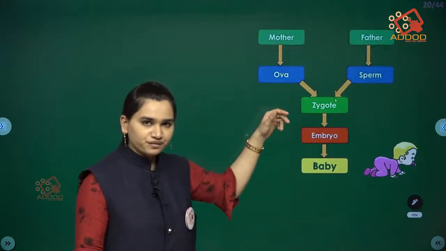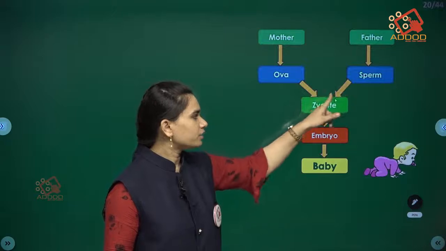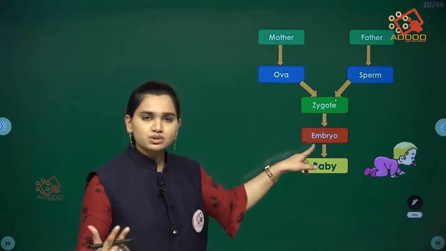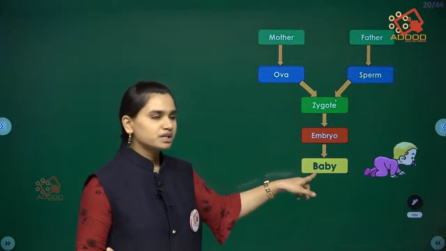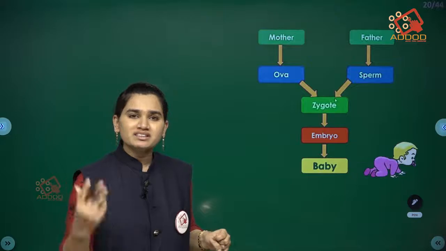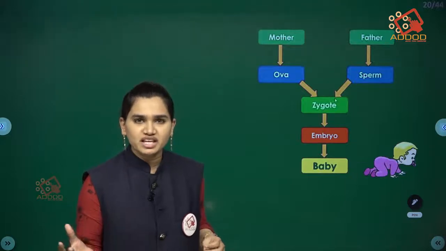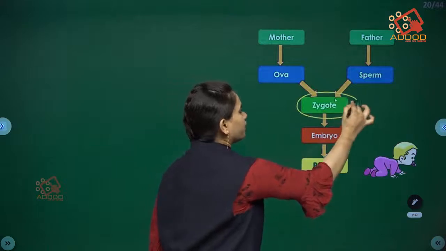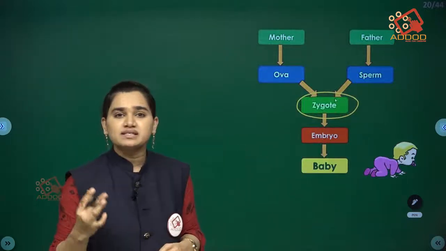During fertilization, ova and sperm give rise to a zygote. This zygote gives rise to an embryo, and the embryo develops into a baby. So, at which point during this reproduction does variation take place? That is this point, when there is formation of a zygote.